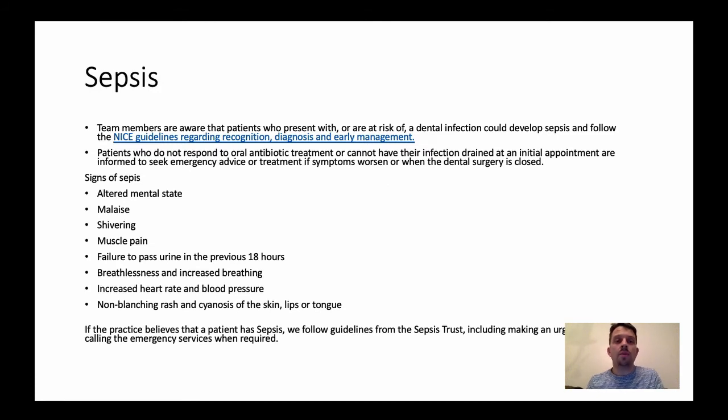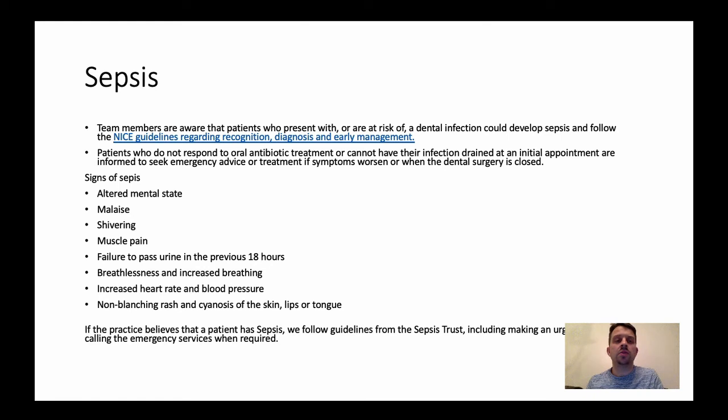Sepsis. Sepsis is a pretty rare condition, but obviously very, very serious. Normally patients that are not responding to oral antibiotic treatment or can't have their infection drained at initial appointment would obviously be trying to seek emergency treatment at the hospital.